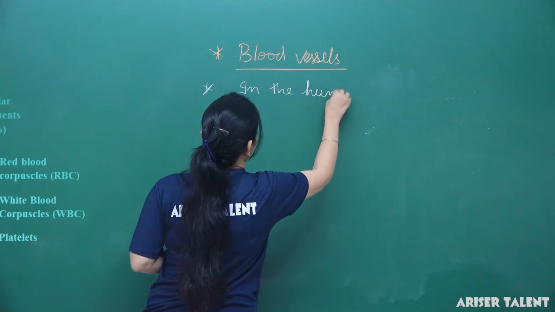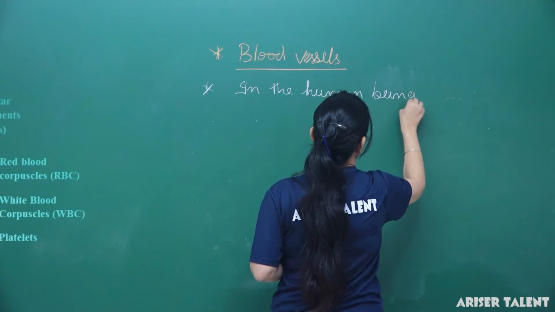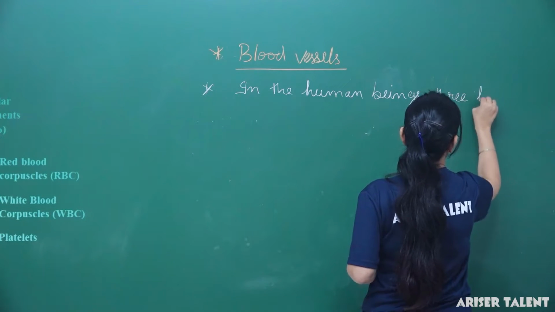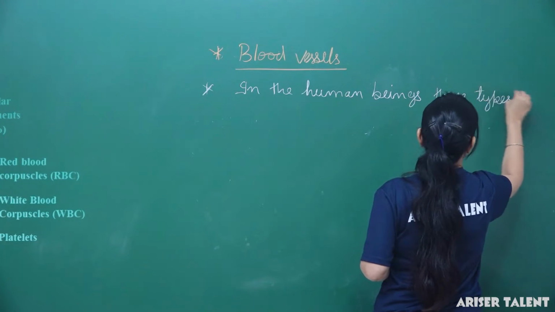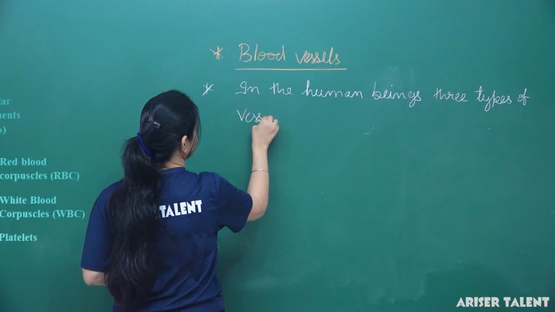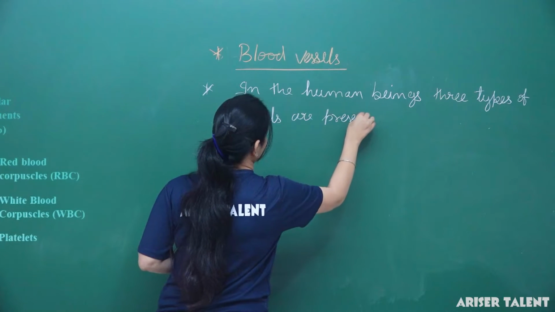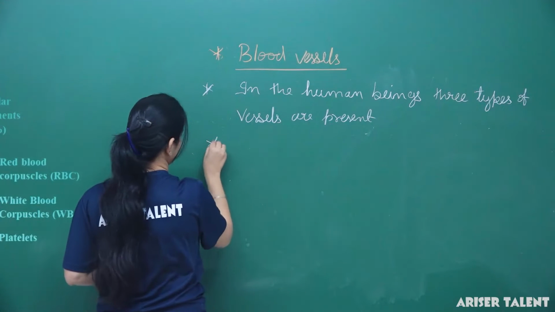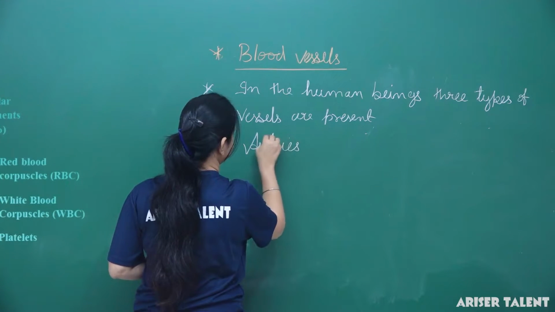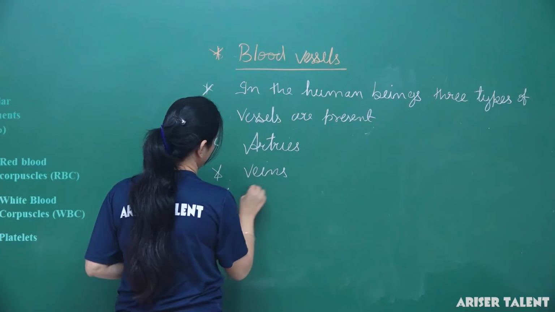In human beings, three types of vessels are present. What are they? Arteries, veins and capillaries.